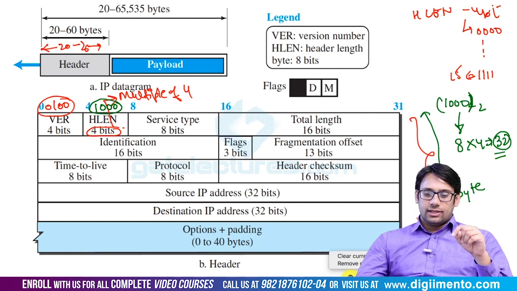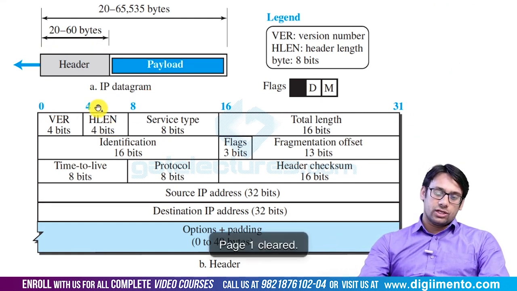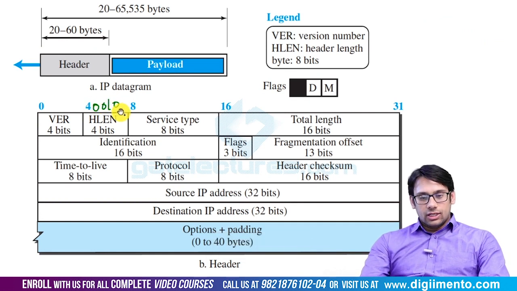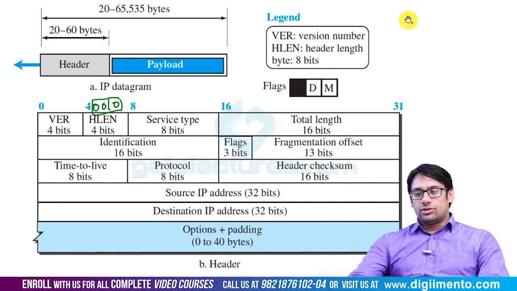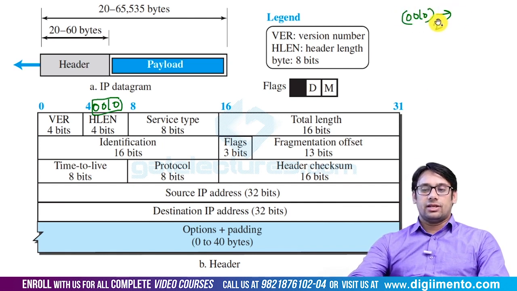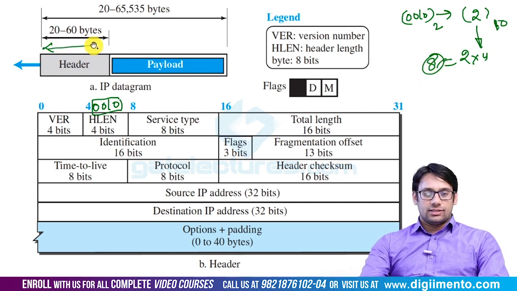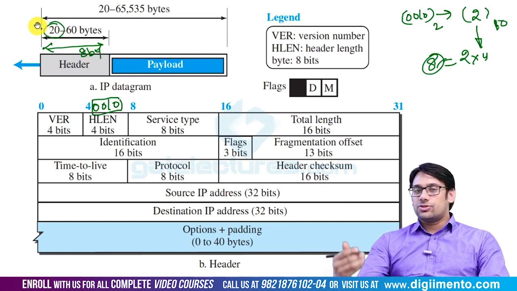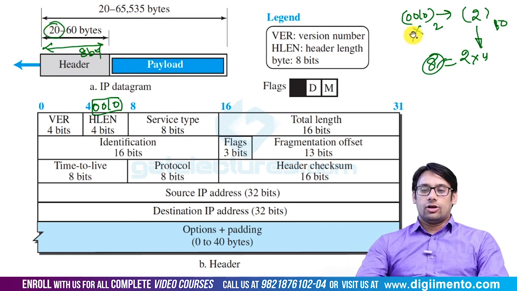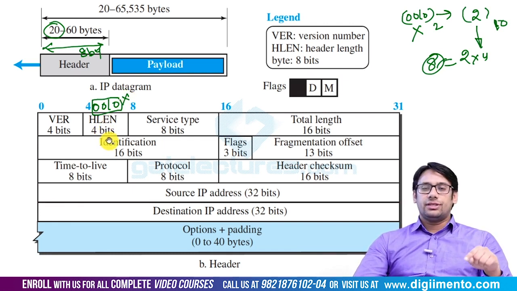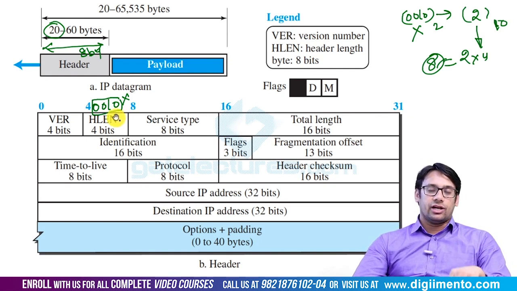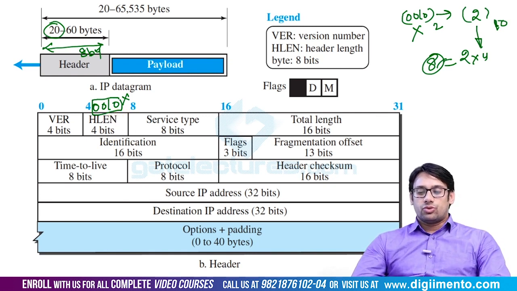Now let us say here in this header length field I have stored a number which is 0010. Convert this number from binary to decimal, and you will see that this number is 2. Then multiply 2 by 4, that is going to be 8. So it means the length of the header is 8 bytes, but you see the minimum length of the header is 20 bytes. Therefore, this number is not at all possible. Therefore, the minimum number that you are going to store in the header length field should demonstrate 20 bytes.